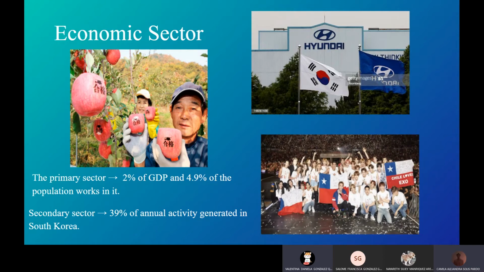Now we come to the tertiary sector, and it represents about 58.2% of the GDP. It is represented by the financial sector, the commercial distribution, and the music and entertainment industry.